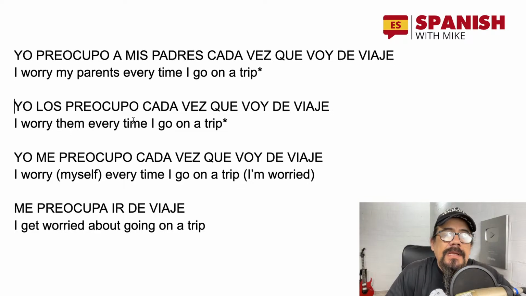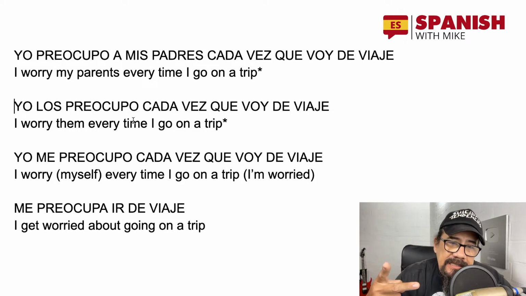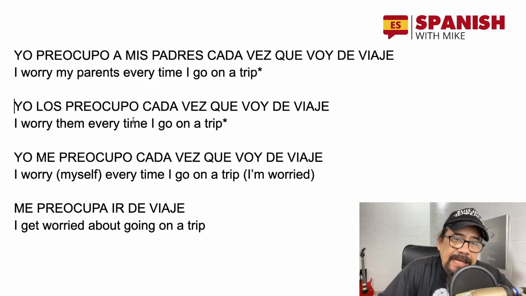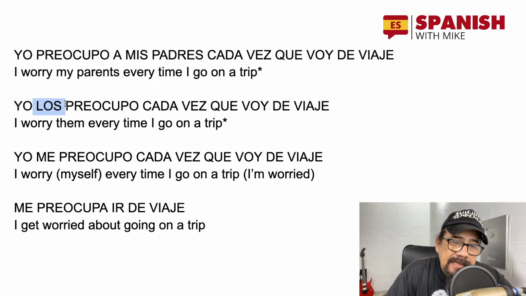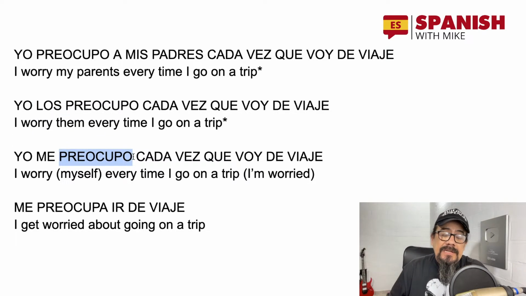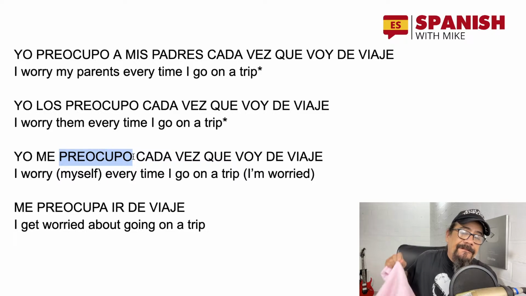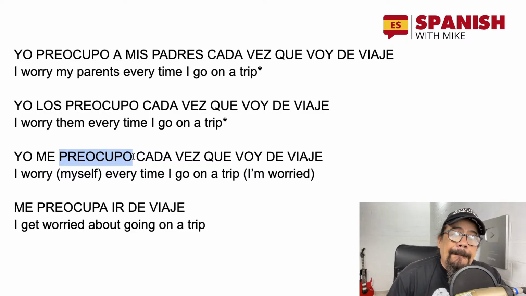Yo los preocupo. So we would say that this is another way of using the verb in a different structure, meaning that the structure changes a little bit because this moves here as a direct object pronoun. Or I can use the verb, and this is something that we can do in Spanish a lot. There's a lot of verbs that may not be reflexive verbs in English, but we can turn them into reflexive verbs.